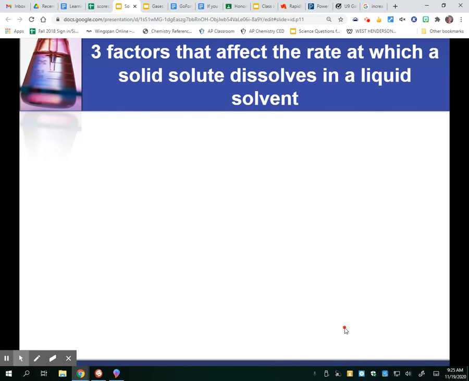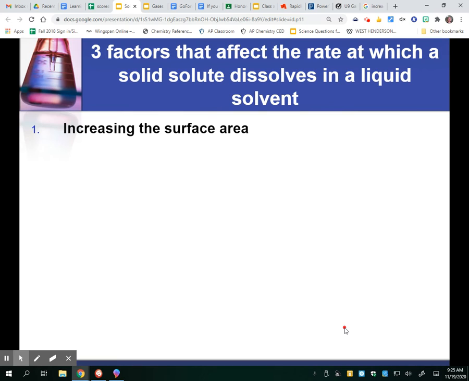Now, three factors that affect the rate at which a solid solute dissolves in a liquid solvent. So we're trying to dissolve something in a solvent. So let's just say we're dissolving something in water, since water is a very popular solvent. I say that if you know how to make sweet tea, you already know these three factors. So when you make sweet tea, we're going to use sugar crystals and not sugar cubes, because increasing the surface area is going to increase those factors.